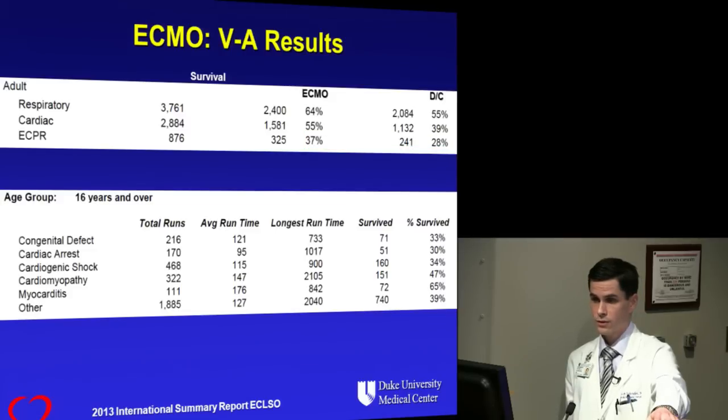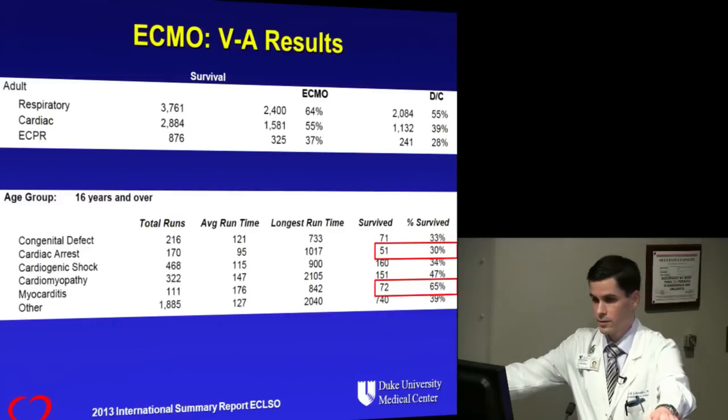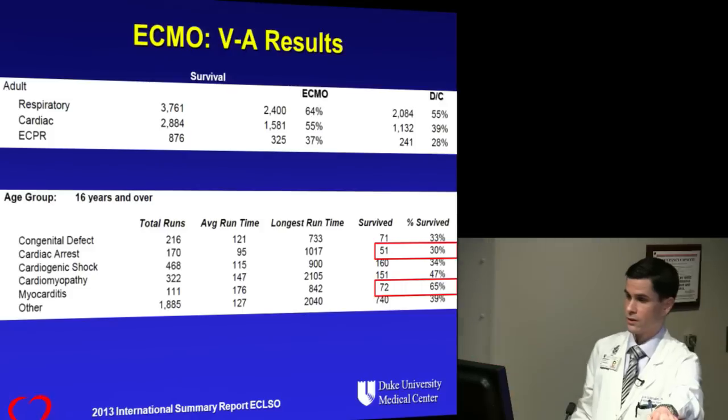Again, if you look at adults, which we consider 16 years and older, you can compare the difference in percent survival to discharge, and it changes depending on your diagnosis. Patients with acute fulminant myocarditis who likely would recover had a survival to discharge of 65%. But if you look at patients who underwent cardiac arrest, it was only 30%.